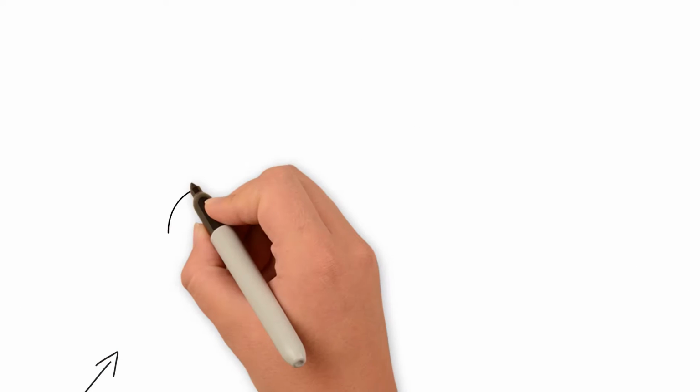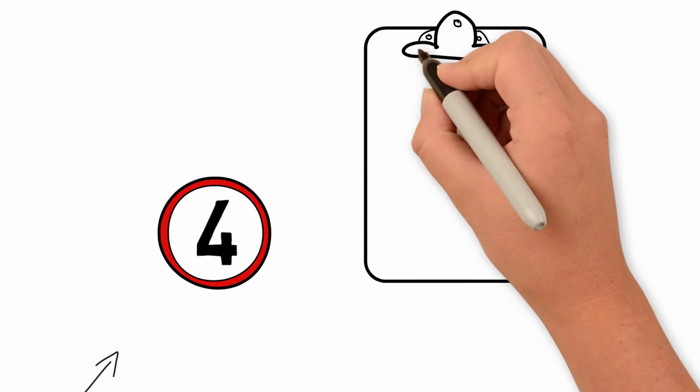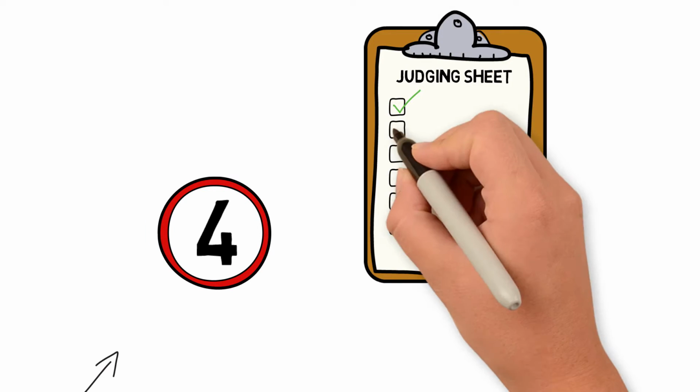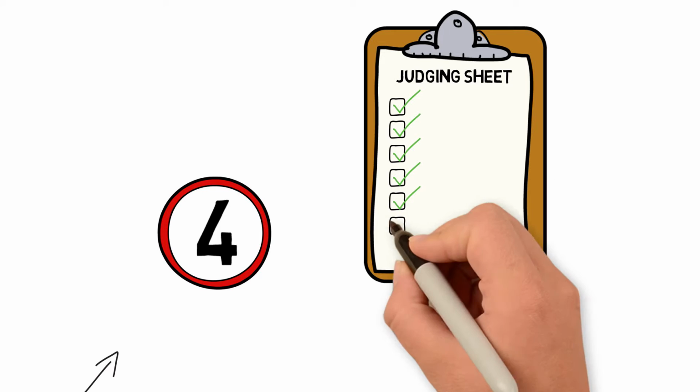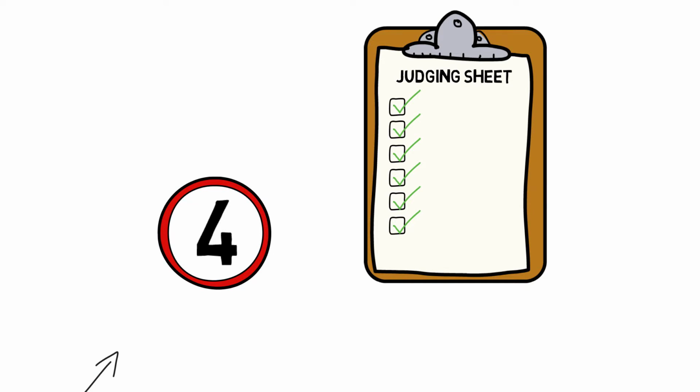Finally, take a look at the judging sheet. The judging sheet serves as a guide for you to understand how each competitor will be evaluated. Now that we have covered what to do in order to prepare for the competition as a buyer, let's talk about some tips you can use during the roleplay.